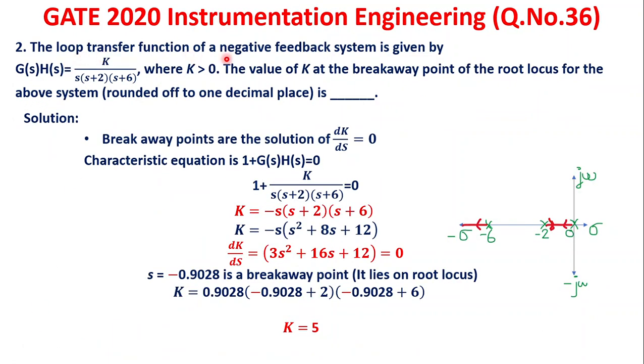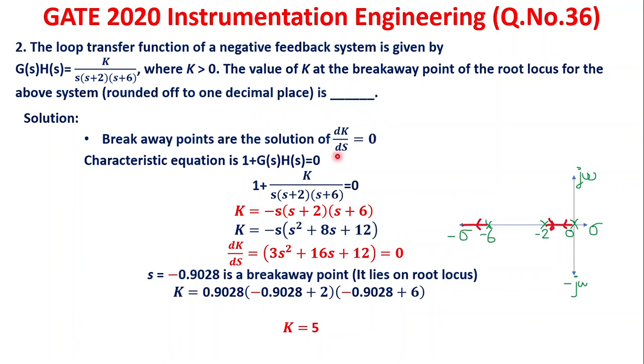The loop transfer function of a negative feedback system is given. Find the value of k at the breakaway point of the root locus of the above system. The answer is required to 1 decimal place. So it is asked in GATE 2020 Instrumentation Engineering, question number 36.